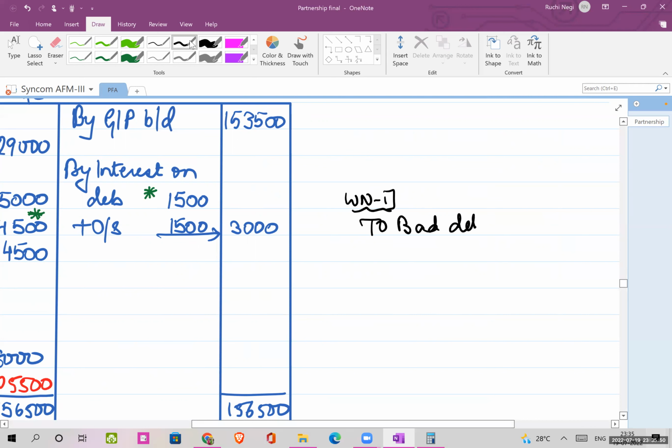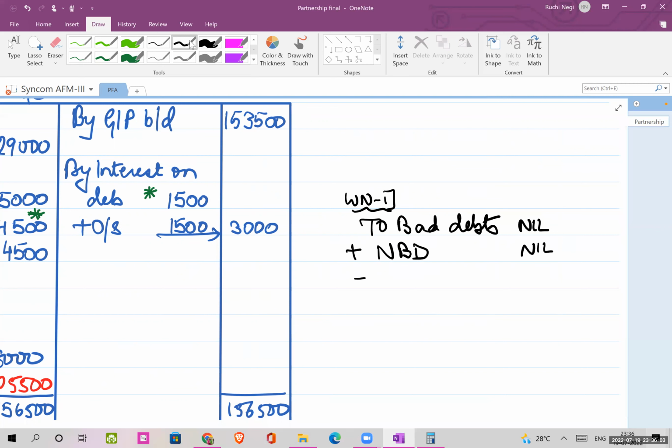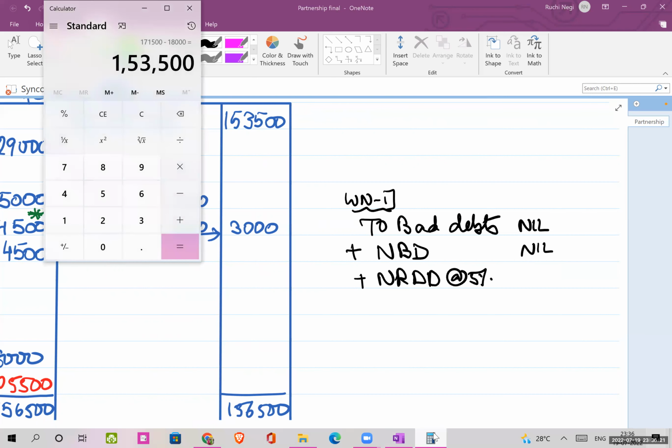Two bad debts which is there in the trial balance, but इस सम में नहीं दिया है, so nil. Add new bad debts or further bad debts, that is also not there in the question, nil. Add न्यू RDD, ये है क्वेश्चन में, 5% बोला है. ओके, तो किसका 5%? डेटर्स का 5%. ओके, सो आपका डेटर्स कितना था? 90,000 था, बराबर. सो 90,000 का 5% आपको निकालना है. सो इट इज 4,500.